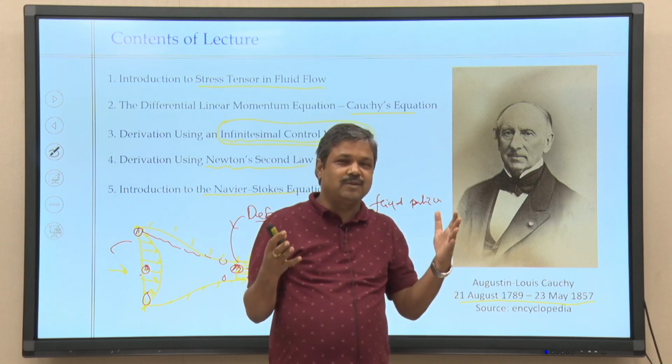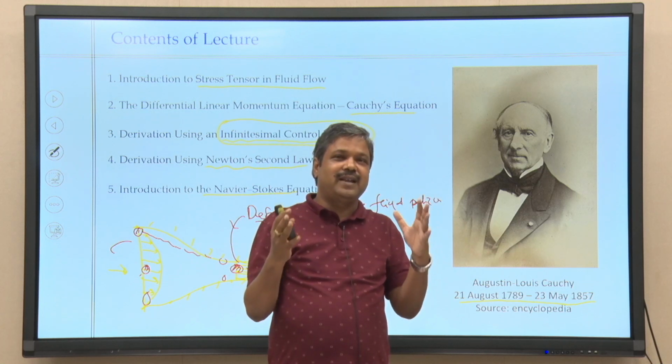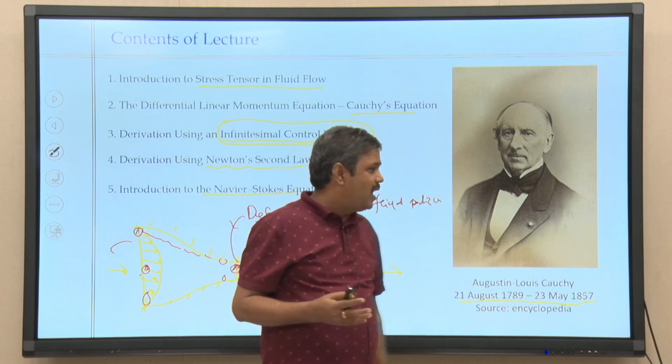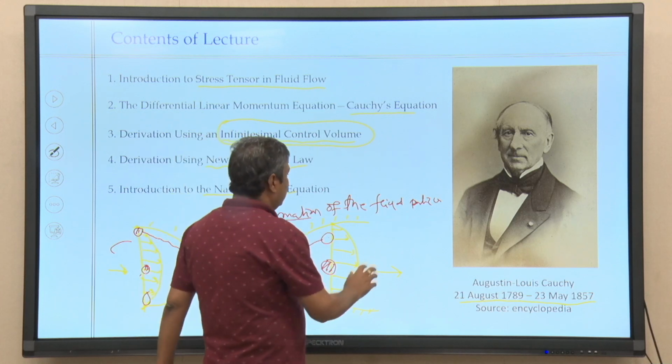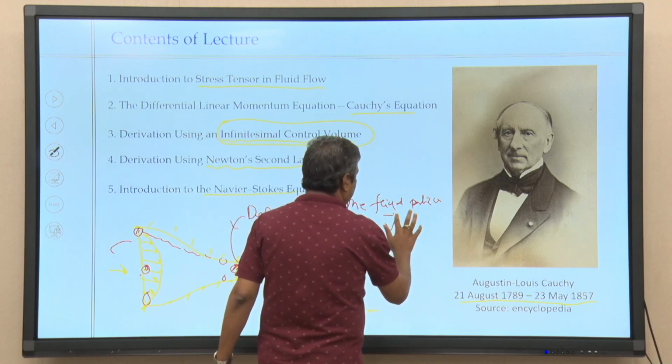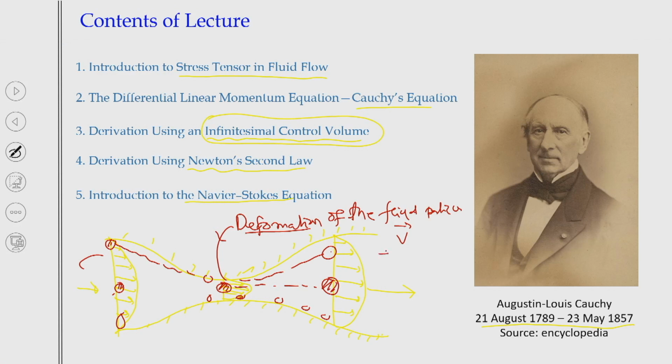When a flow system is going on, different types of deformations are happening, as there is a change of the velocity distribution, change of the pressure distribution, and change of the density distribution.